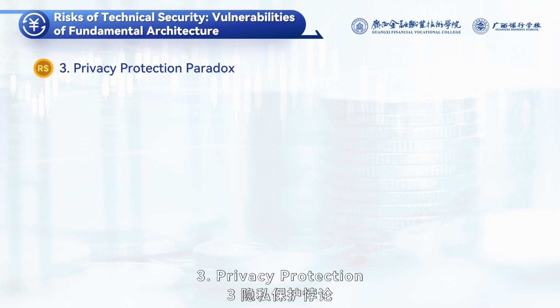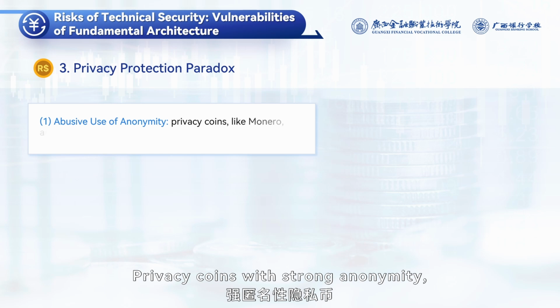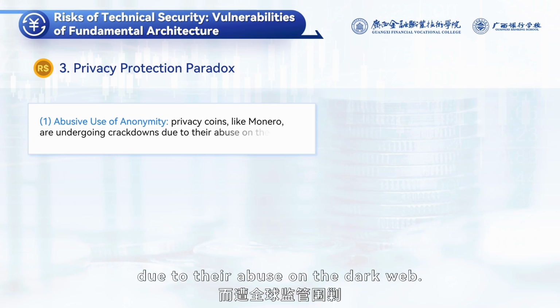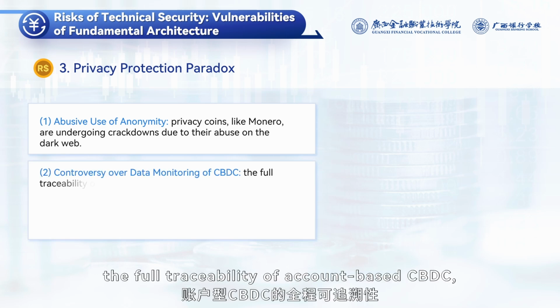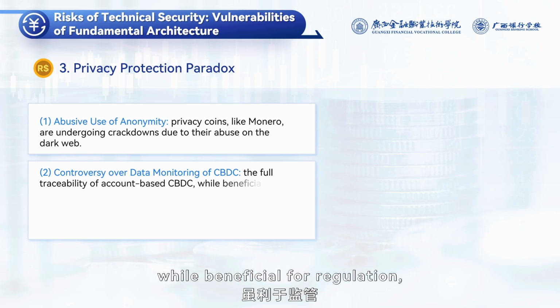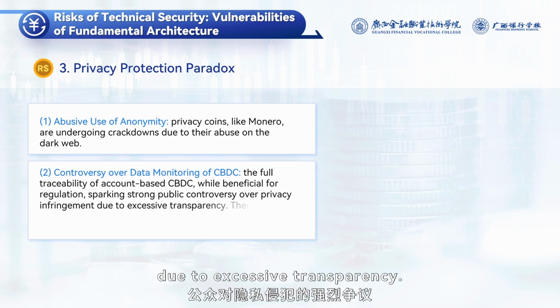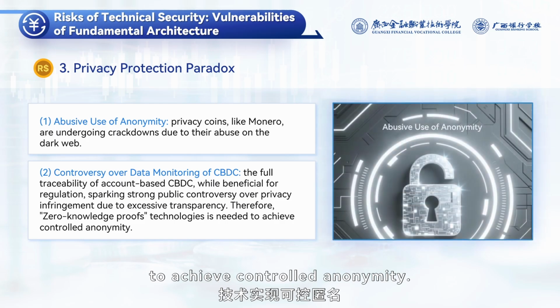3. Privacy protection. Privacy protection presents a dilemma paradox. Privacy coins with strong anonymity, like Monero, face global regulatory crackdowns due to their abuse on the dark web. Conversely, the full traceability of account-based CBDC, while beneficial for regulation, sparks strong public controversy over privacy infringement due to excessive transparency. Zero-knowledge proof technology is needed to achieve controlled anonymity.